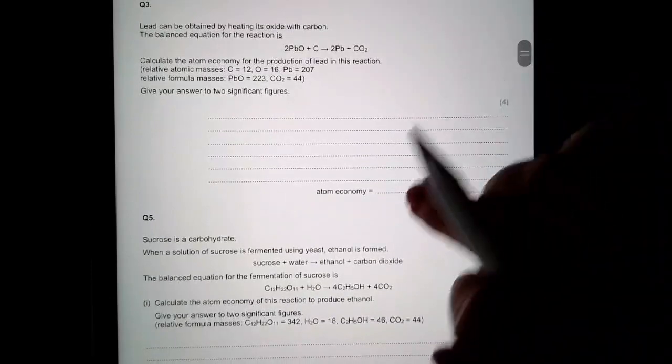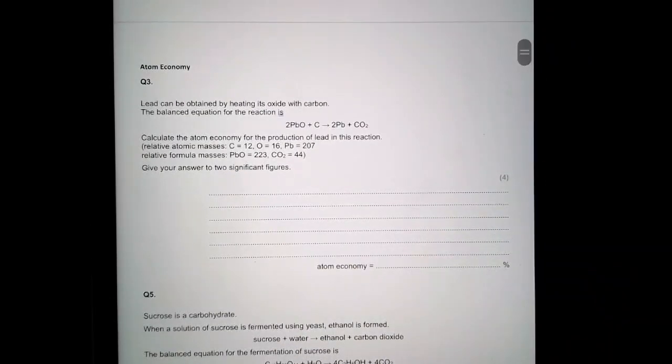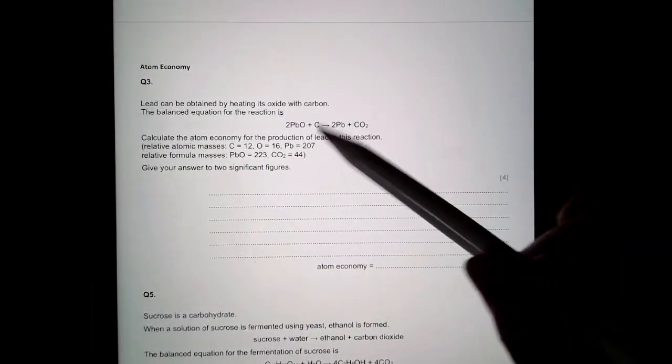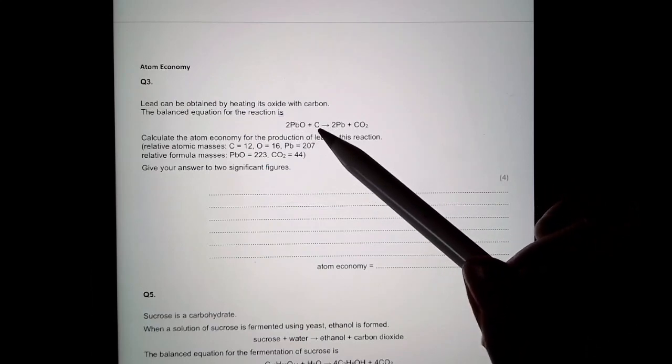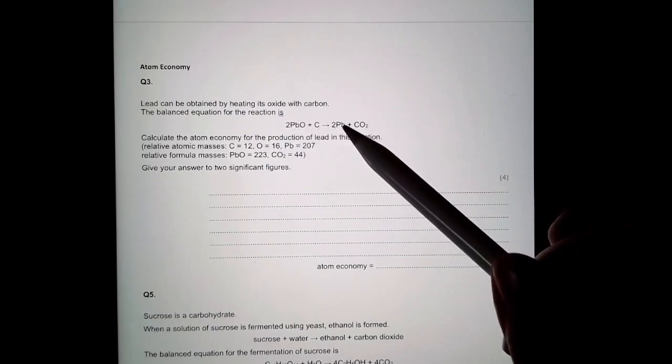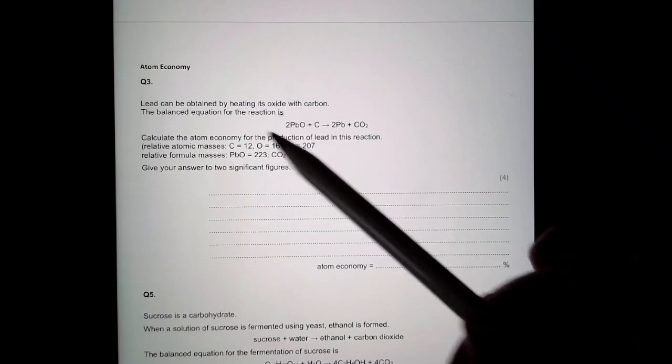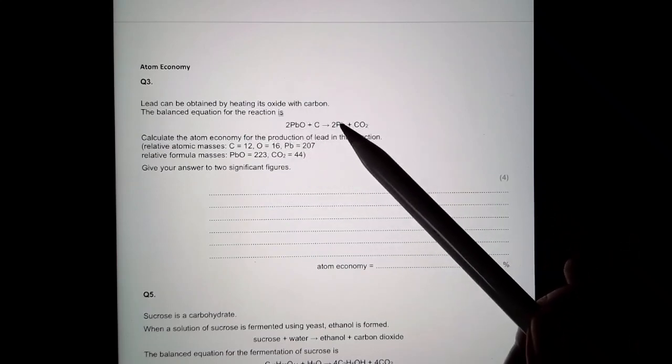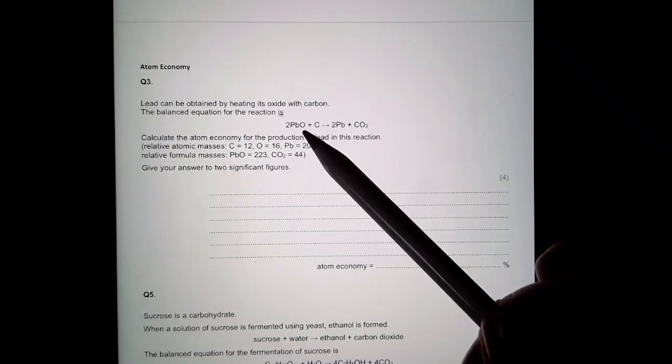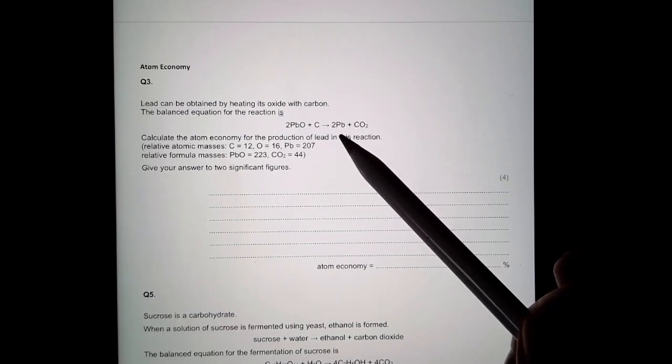Next up is atom economy. Atom economy looks at how many atoms from your reactants end up in the product you're trying to make. So here, the whole point of this chemical reaction is to get lead. So you react lead oxide with carbon and you're trying to get lead.